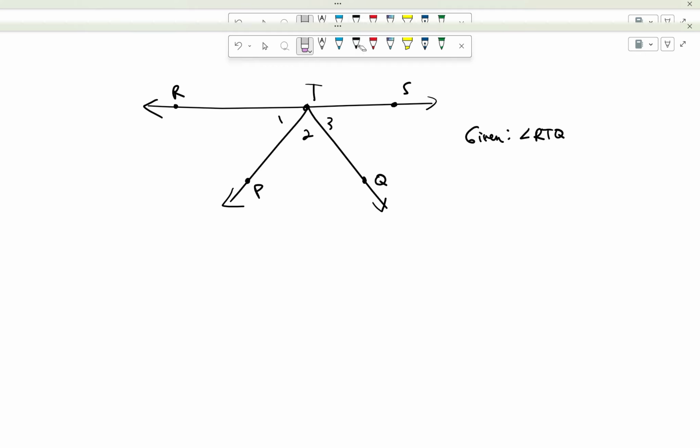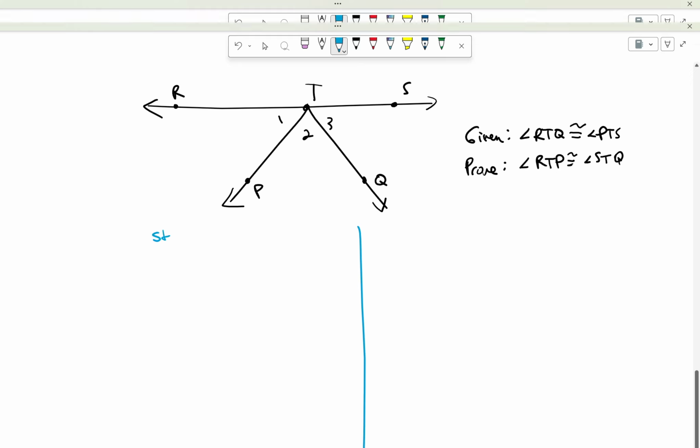Angle RTQ is congruent to angle PTS. And we are going to prove angle RTP is congruent to angle STQ. Oh my goodness, this is going to be a fun one. Okay. Left side is statements. The right side is reasons. We're given this. We're going to make our two-column proof though.